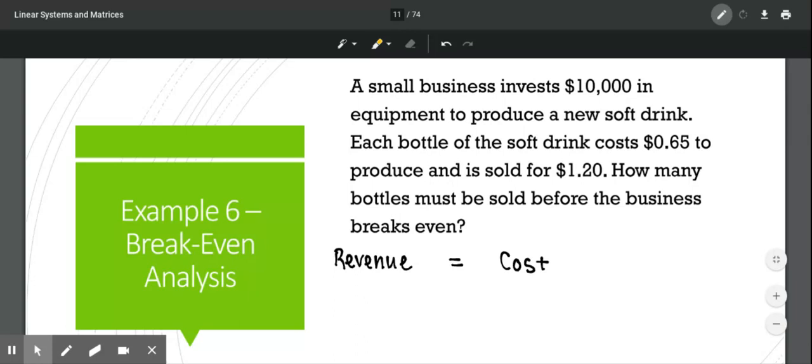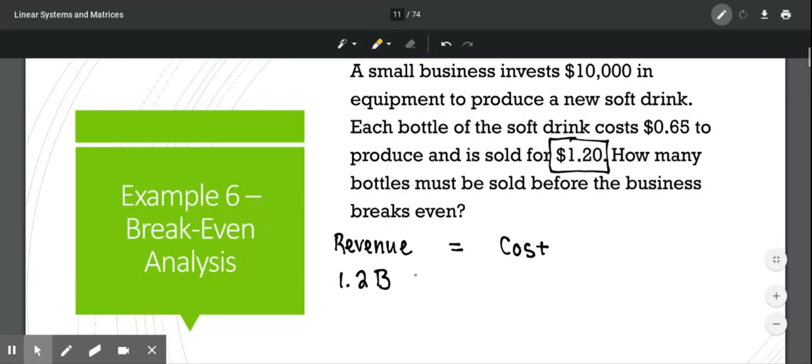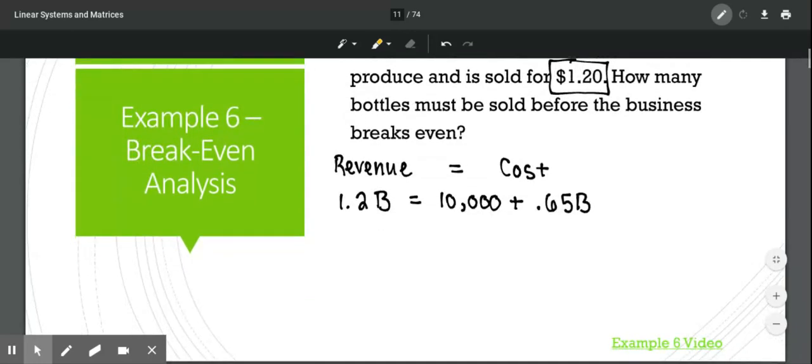So revenue is the total income you're going to bring in. So in this case, the only money that's brought in is the $1.20 that each bottle is selling for. All right, so our revenue will be $1.20 or 1.2 per bottle. And our cost is $10,000 plus 65 cents per bottle. And so we need to figure out when those are equal. So we need to figure out how many bottles need to be produced in order for the revenue to be higher than your cost or to break even.